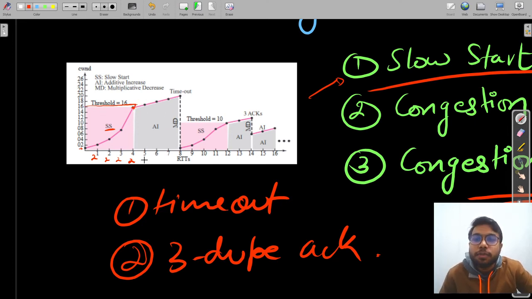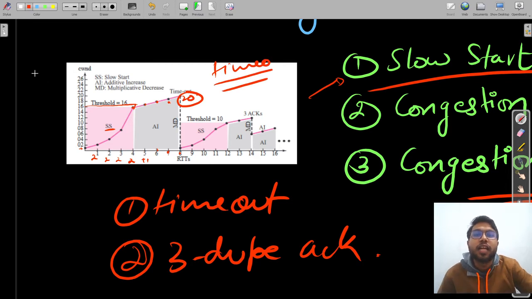So once I reach my threshold, I say every successful, I will only increment it, right? So on 5 it would become 17. On 6 it would become 18. On 7 it would become 19. On 8 it becomes 20. But this guy, after becoming 20, has a timeout, right? Timeout means you send something and your timer expired for that guy, but you did not receive an acknowledgement. That is what your timeout is.